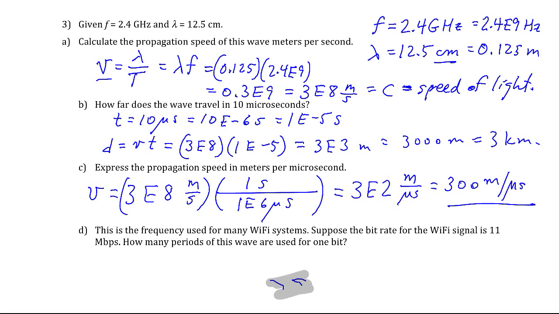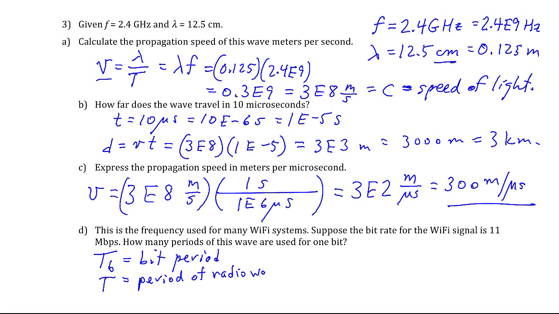Okay. What we need to do is find the period for one bit, the bit period. Okay, and we're going to find it's much larger than the period of the wave. Okay, and we're going to take their ratio. This is the period of the radio wave. Okay, and we're going to calculate both of those quantities and then take their ratio.